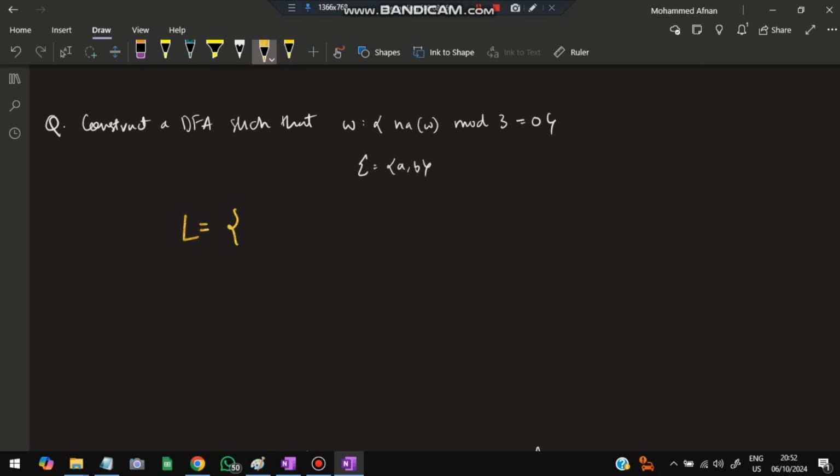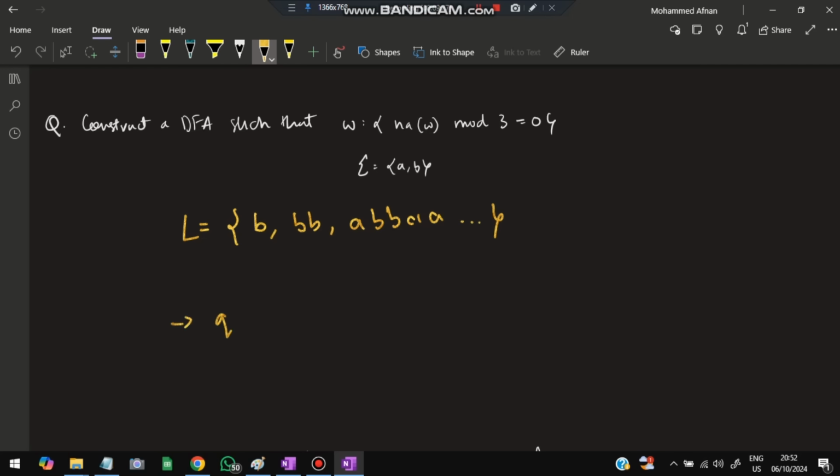Let's consider B here. The empty string is considered as epsilon. So B is the minimum non-empty string which you can form, right? And another string I can form is B, B, and any number of B's. If A comes in between, then another 2 A's should come anywhere in between. So this is another accepted string, and so on. So the number of A's should be a multiple of 3, either 0, 3, 6, 9, 12, and so on. The least string is this one.